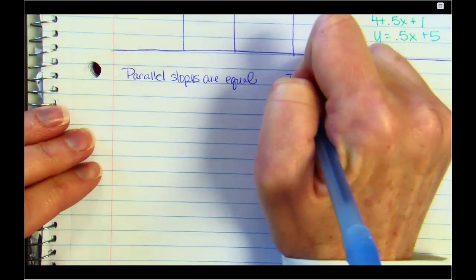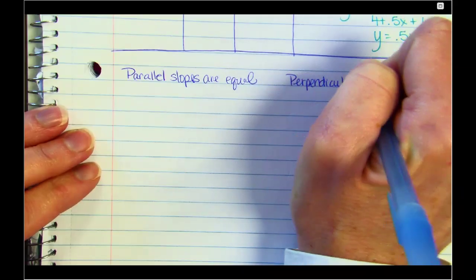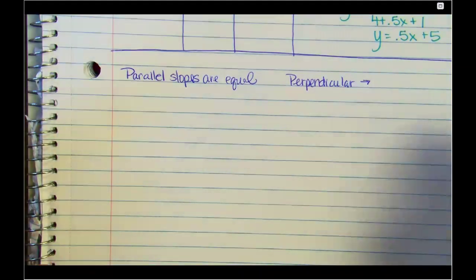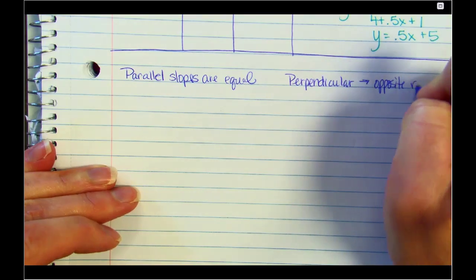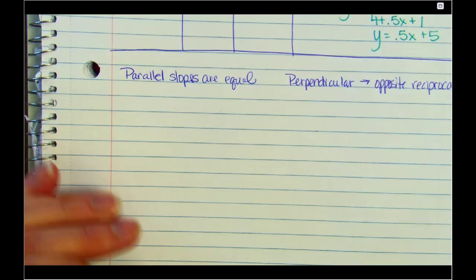Okay, what is true about the slopes of perpendiculars? Slopes are opposite reciprocals. Yeah, opposite reciprocals. Yes, and they do make 90-degree angles.